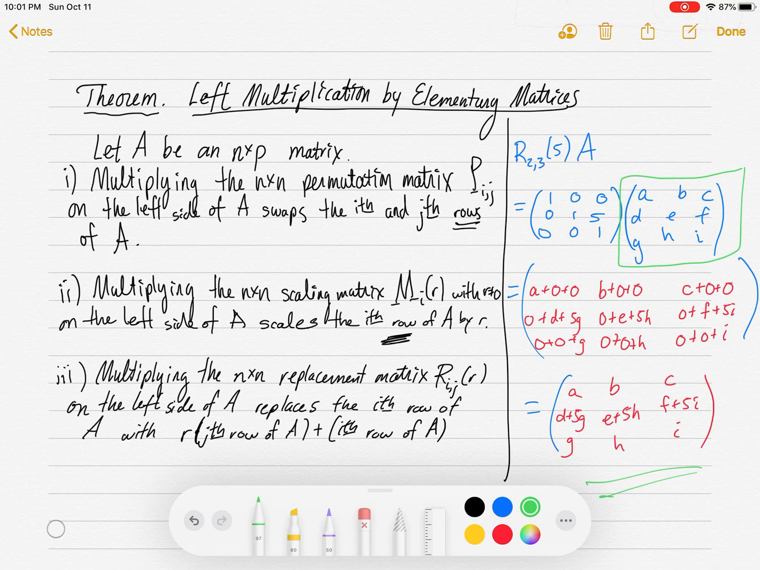So what's the difference between that matrix, capital A, and our matrix down here at the bottom? First row is the same. The third row is the same. But look at the second row. The second row is basically 5 times the third.